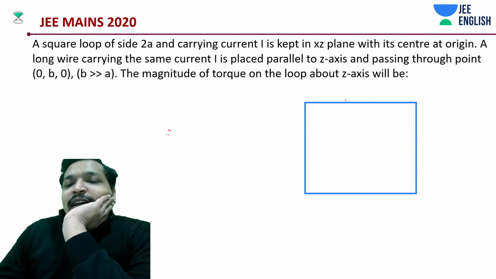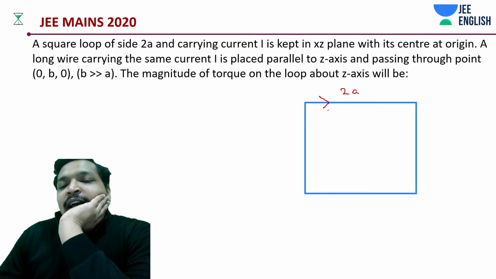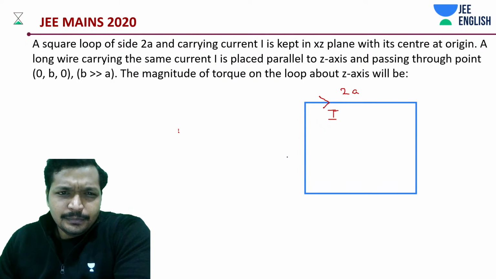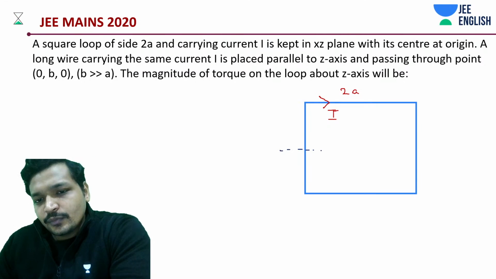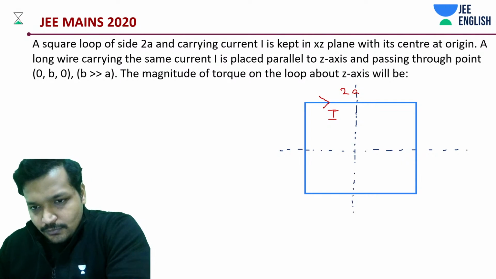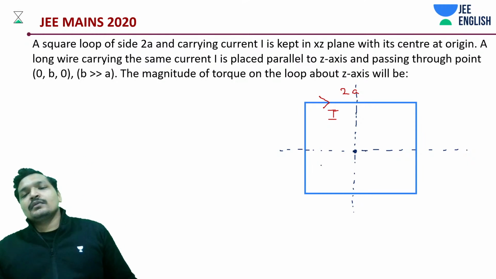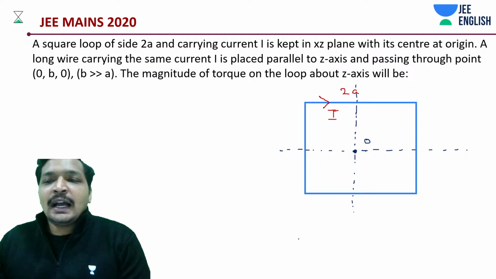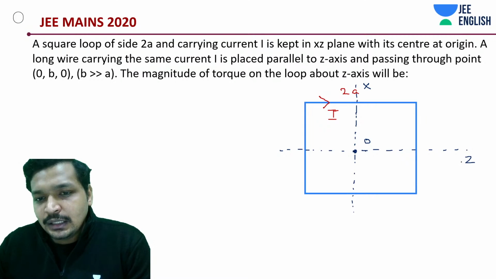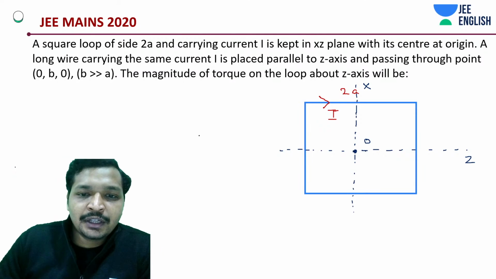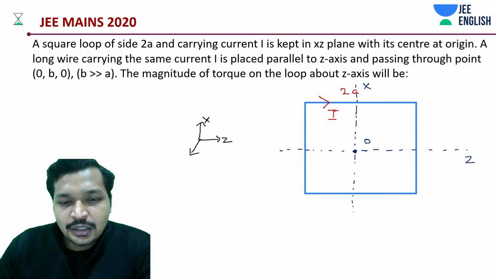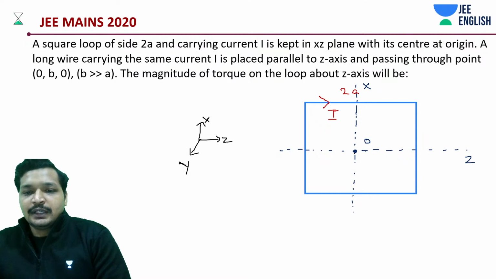So this is a square current carrying loop having side 2a, and how much current is it carrying? I. And along which plane is it placed? It is placed on the xz plane. Okay, assume this is the origin. First of all, let's mark this. Let's take this as x, this as z, and let's also draw the axis, because it has something to do with the axis. This is x, this is z, which means this should be your y, somewhere like this.